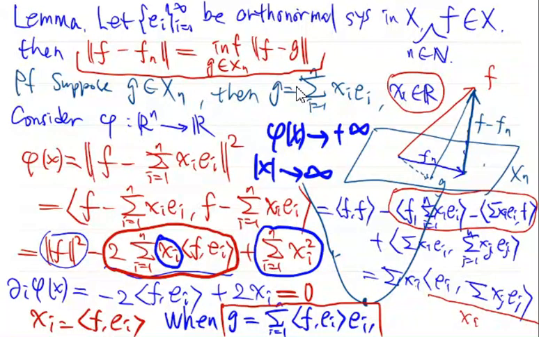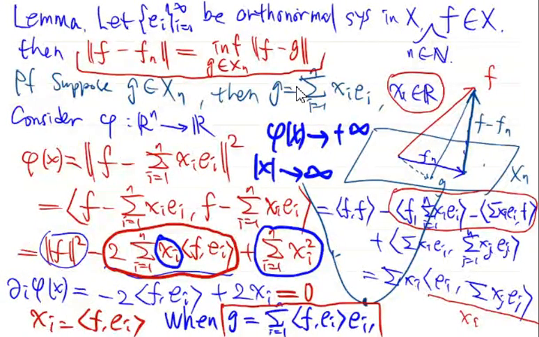But now our argument shows you that if and only if g is the projection, we attain the minimum. Okay, so this proves our result. And also, our proof will tell you that this infimum is attained, and attained at a single point. The single point is precisely the projection of f on Xn. Okay.